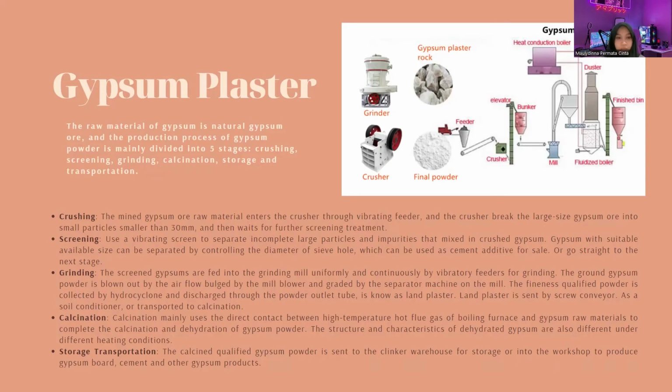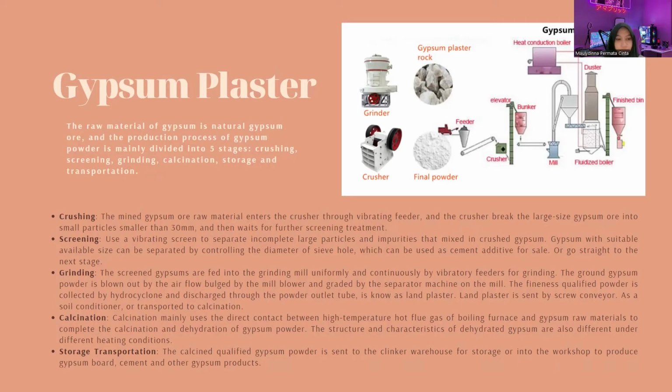The next is grinding. The screened gypsum are fed into the grinding mill uniformly and continuously by vibratory feeders for grinding. The ground gypsum powder is blown out by the airflow from the mill blower and gathered by the separator machine on the mill. The finished qualified powder is collected by cyclone and discharged through the powder outlet tube, known as fine plaster. Fine plaster is sent by screw conveyor as a conditioner or transported to calcination.